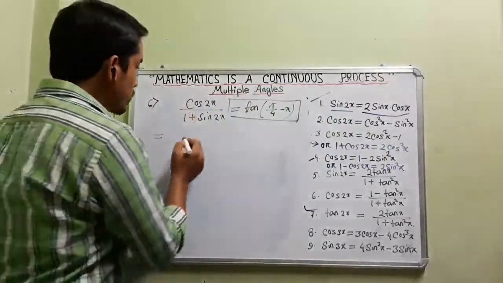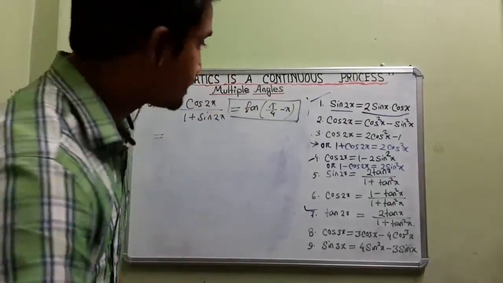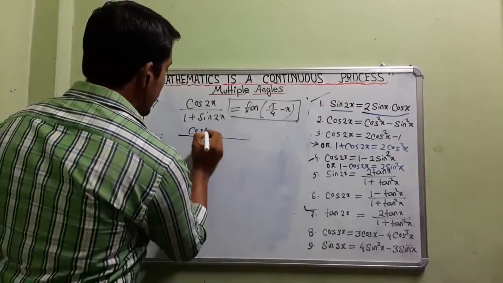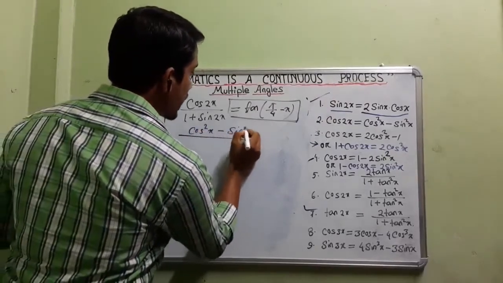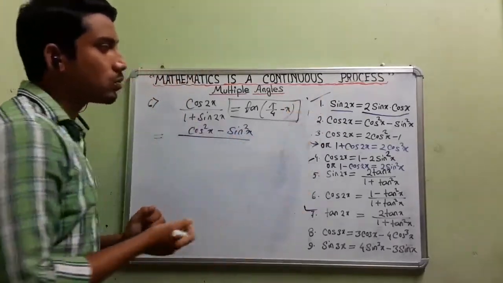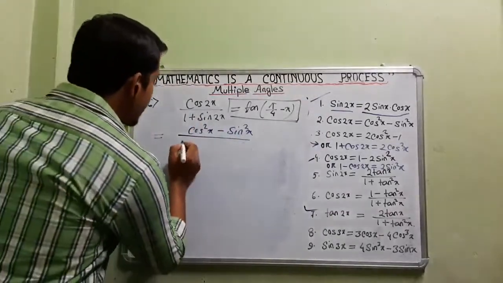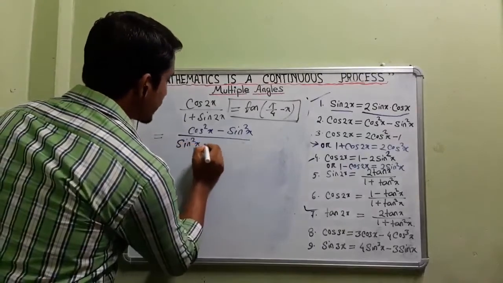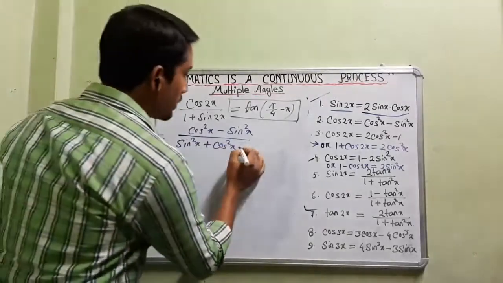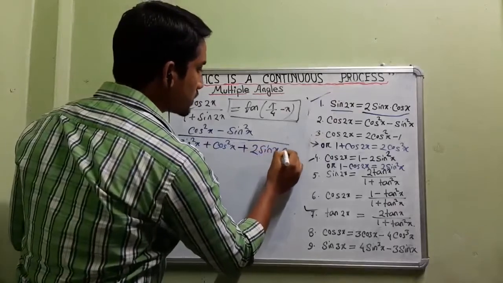So cos 2x, we will use here which one? We will use the second formula of cos 2x: cos square x minus sin square x. Why I have used it, you will get to know a little bit later. Then 1 plus sin 2x. There is no such formula for 1 plus sin 2x, but we have the formula for sin 2x, and 1 can be written as sin square x plus cos square x. Plus, in place of sin 2x we can put the first formula, that is 2 sin x cos x.